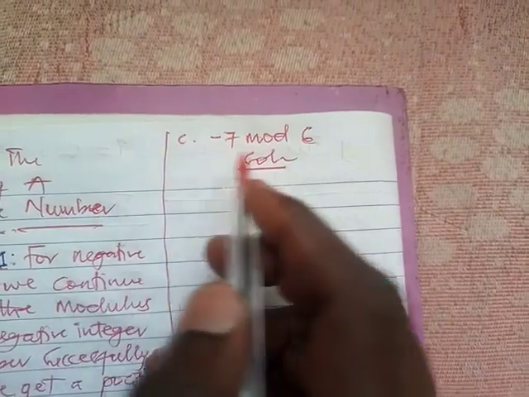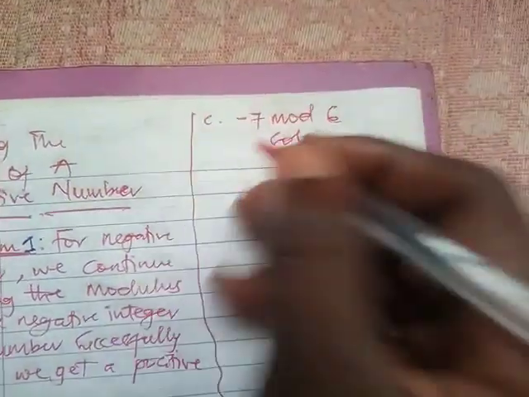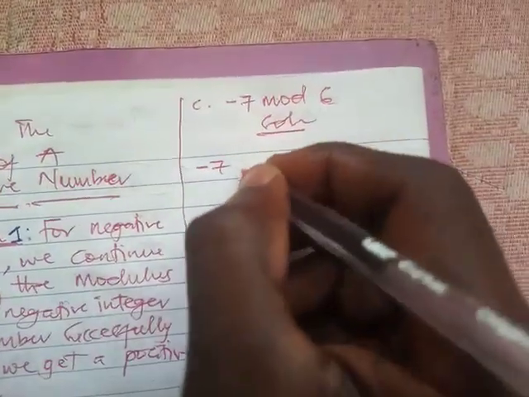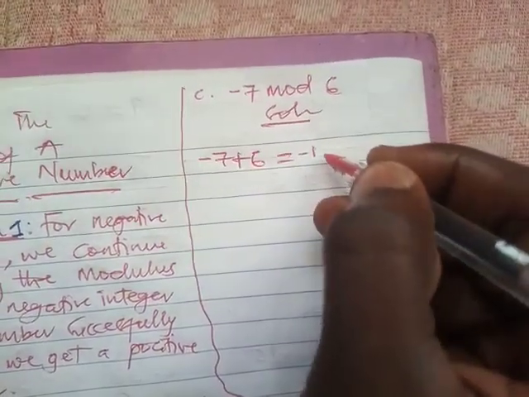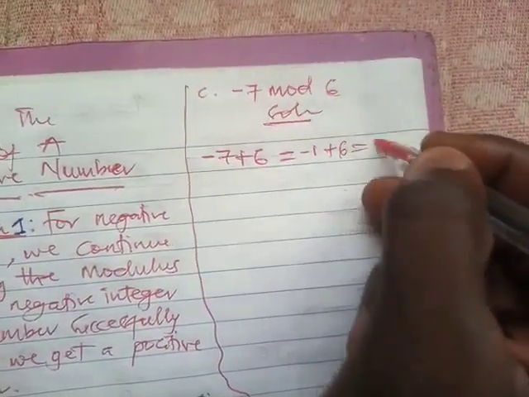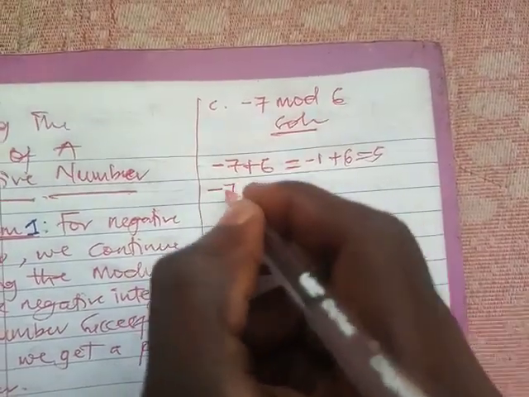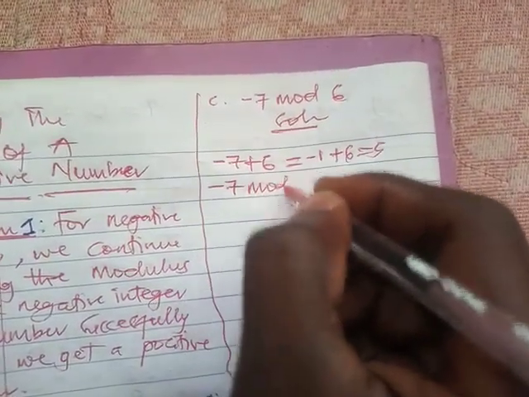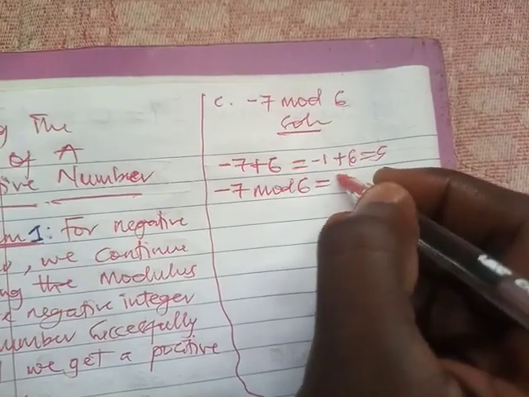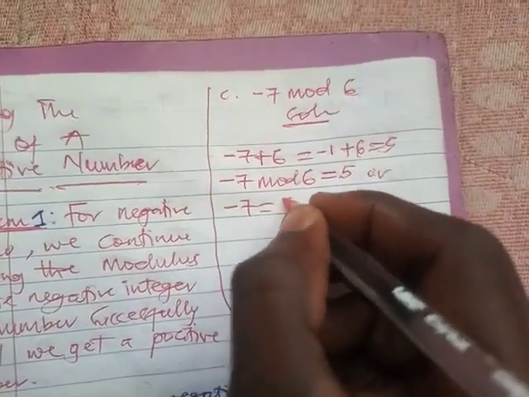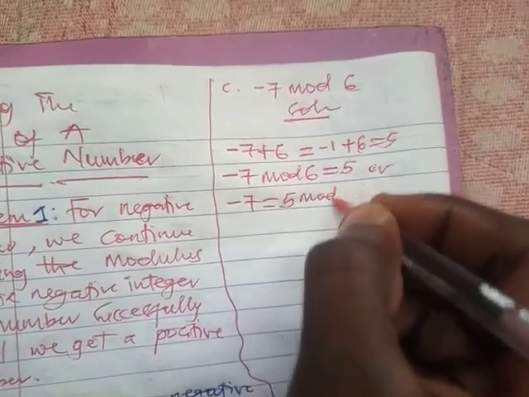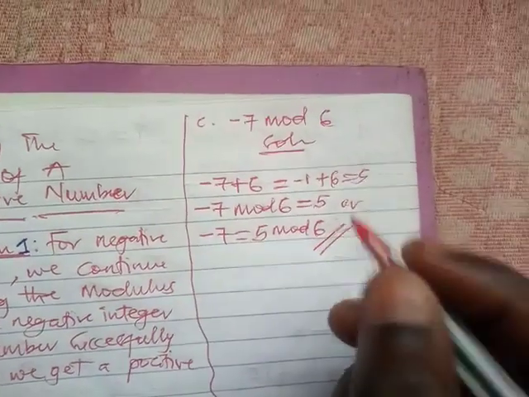Now the next example, -7 mod 6. So we are going to add 6 to -7. We get -1. Add 6 again, get +5. So therefore, -7 mod 6 is equal to 5. Or you can say -7 is equal to 5 mod 6. That's the answer.